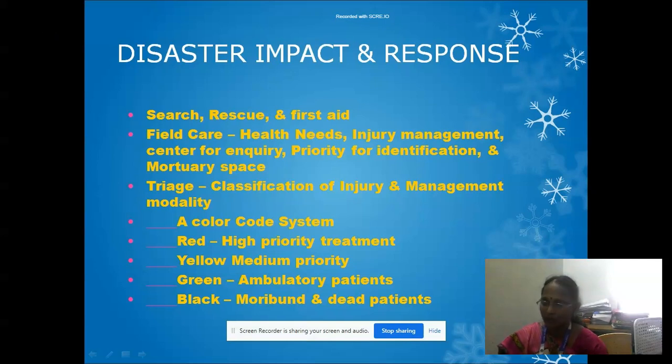Yes, students, very good morning. In the last session, we had seen about the main components of disaster management. So now let us see about disaster impact and response.